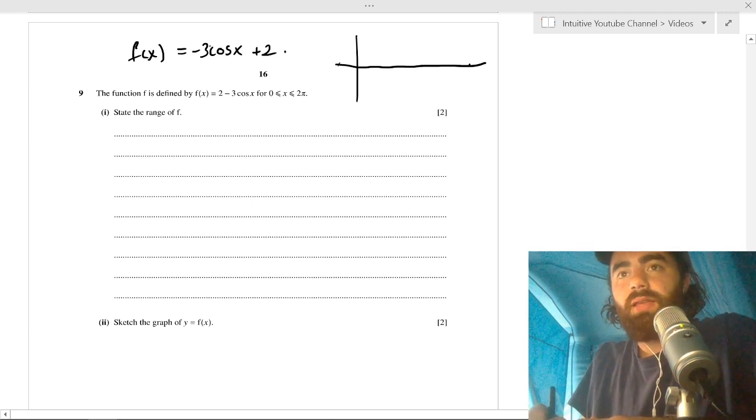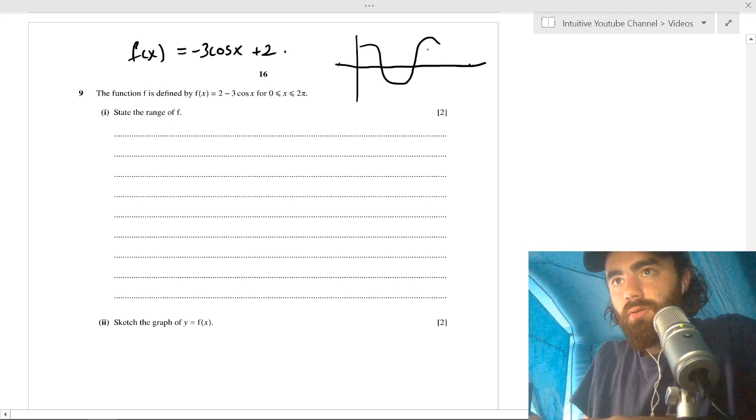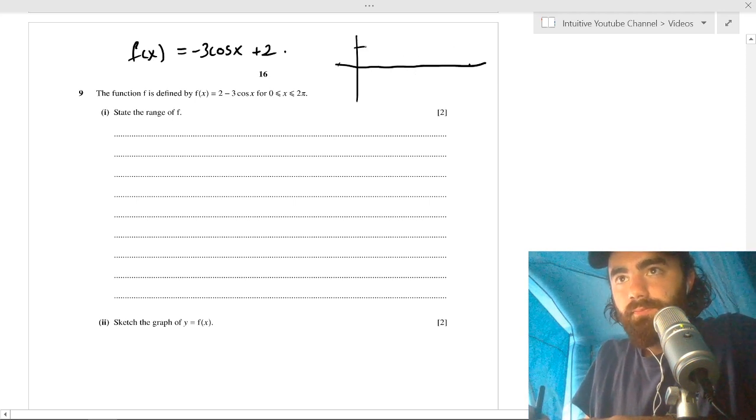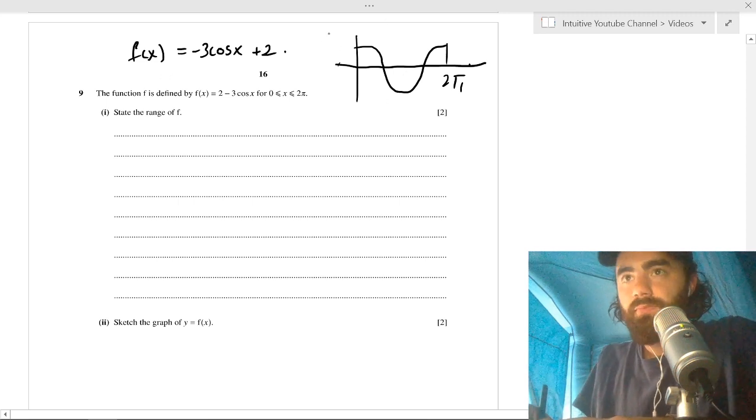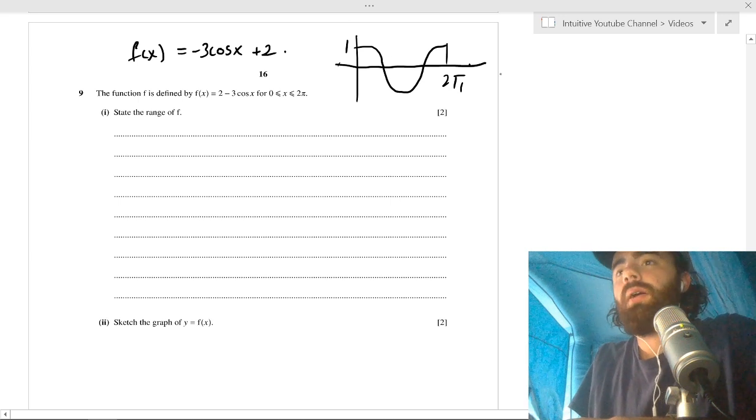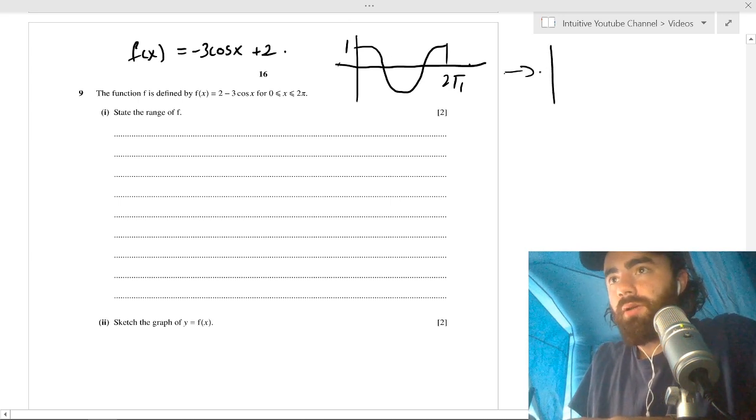Well, let's tackle each thing individually. We know that just cos of x looks like this. Well, this is 2 pi, and this is pi. So if we plus 2 to it, which means we shift the f of x up 2, we're shifting it up. So when we're plussing the 2 to it, we shift it up to a 3.